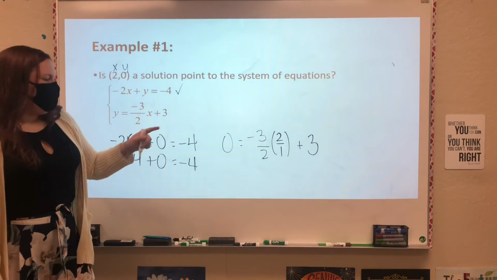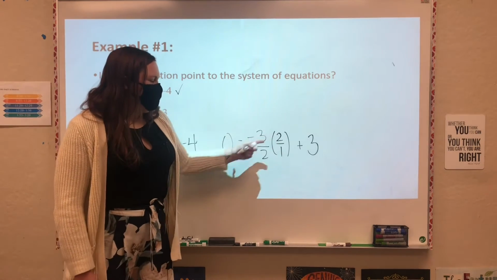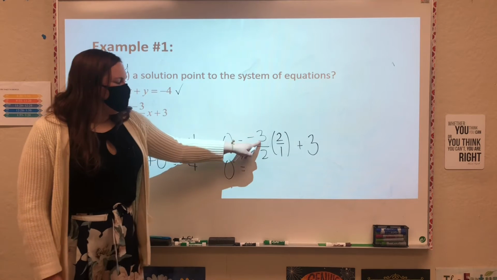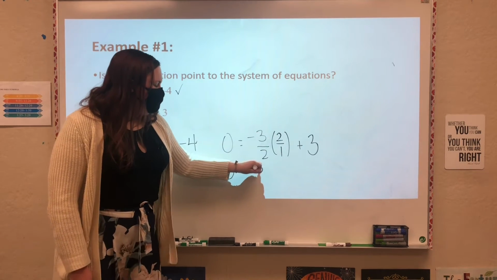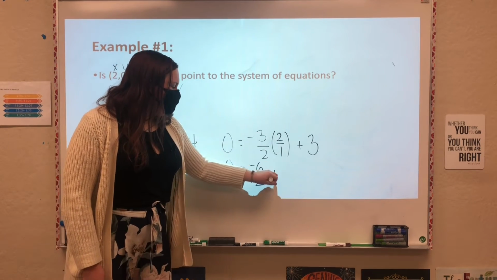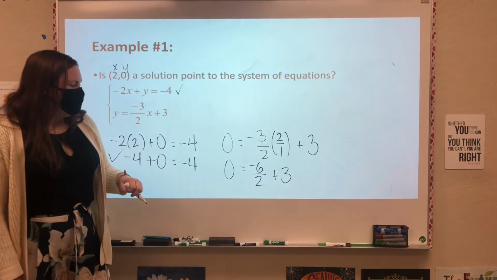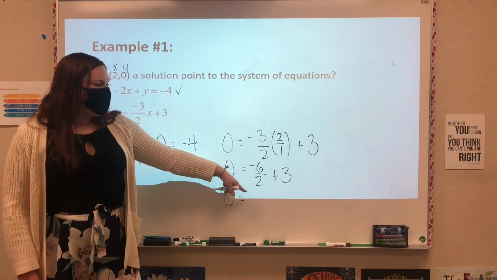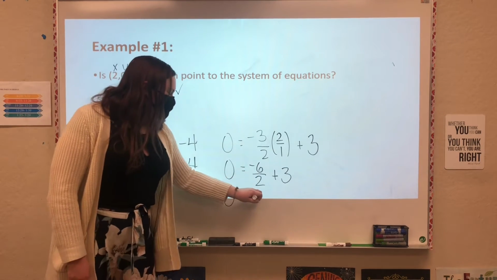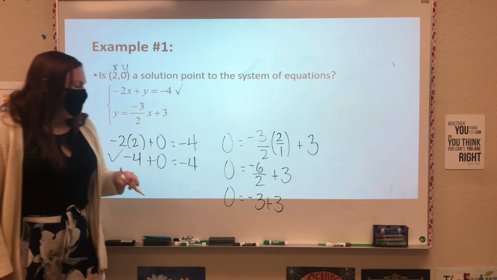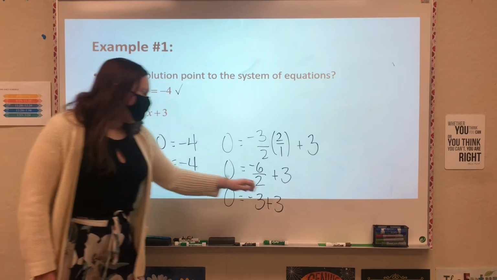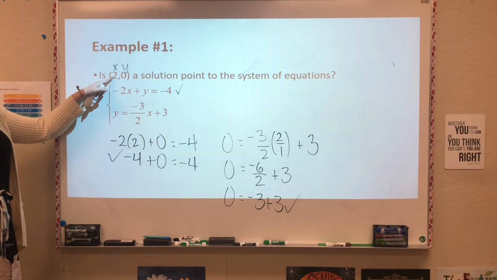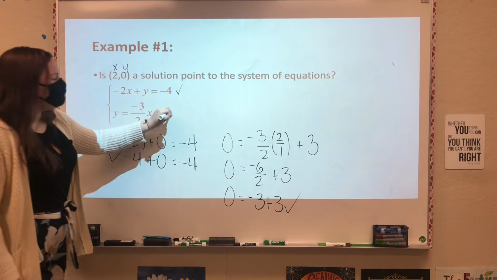a fraction as well, because when you're multiplying fractions, you're just multiplying straight across like that. So we get 0 equals -6 over 2 plus 3. And then -6 over 2 is -3, plus 3. So that's correct. So by doing that, we figured out that this point is a solution point for this equation.